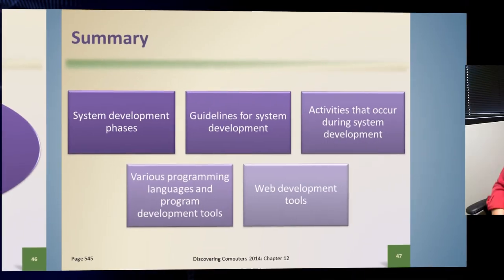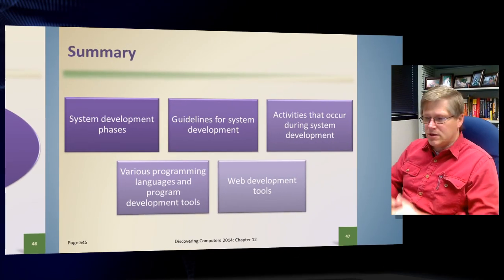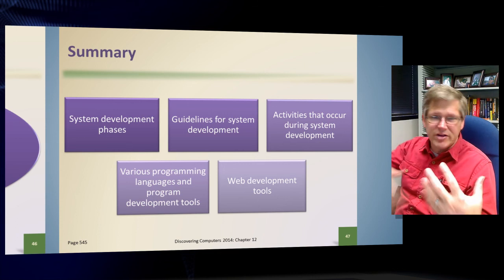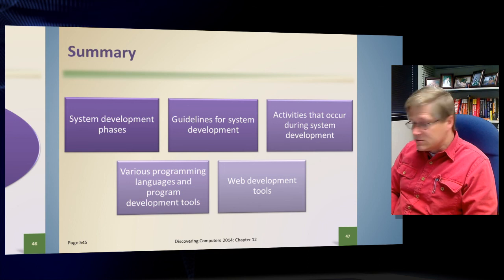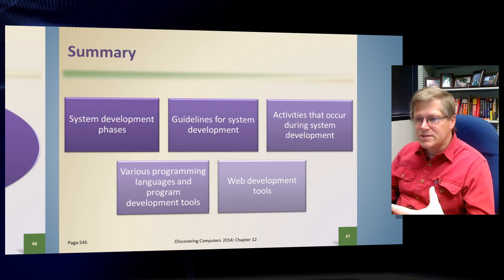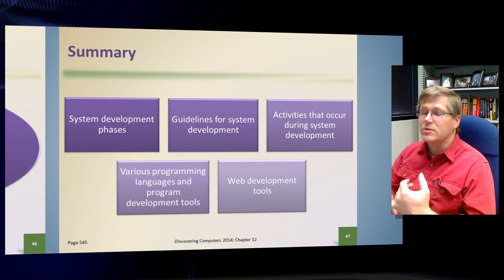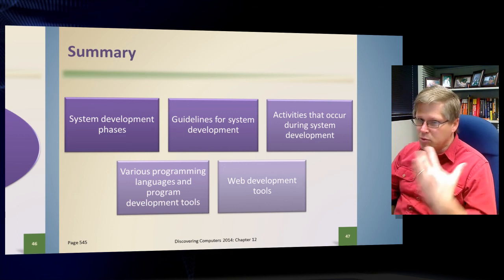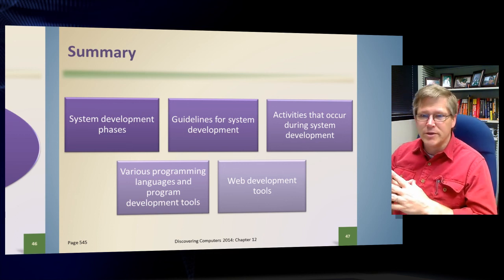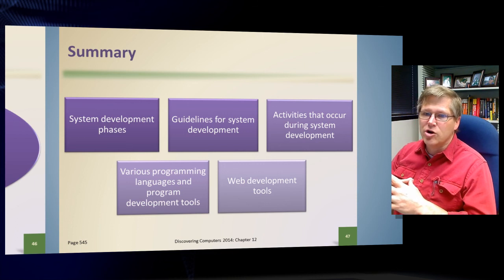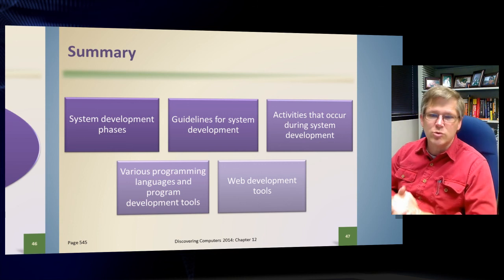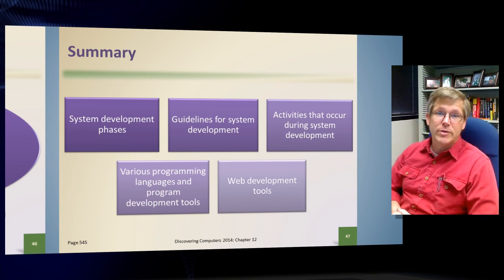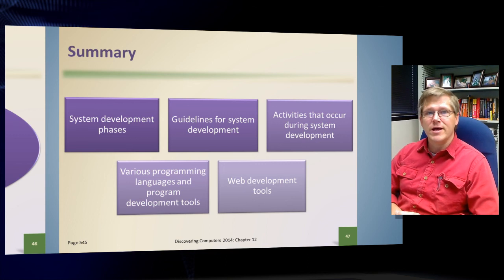So in this chapter, we talked about the systems development phases, the 5 different phases, and how it's really kind of an iterative process. We talked about some of the guidelines for developing systems. In other words, you need to do some basic things. You need to involve users, for example. It's really an important concept behind developing systems. We talked about some of the activities that occurred during systems development. We talked about various programming languages and programming development tools. And we talked about web development tools and some of the different scripting languages and all that kind of stuff. So that is that chapter in a nutshell.